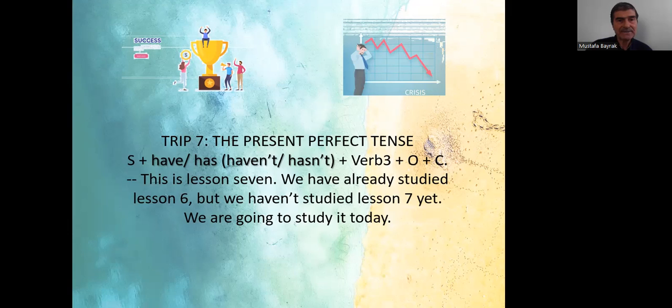This is lesson 7, trip 7, present tense of to be. We have already studied lesson 6. So we have just finished it. We have just finished lesson 6. So it has a connection with the present because we haven't started 7. We haven't studied lesson 7 or trip 7 yet.